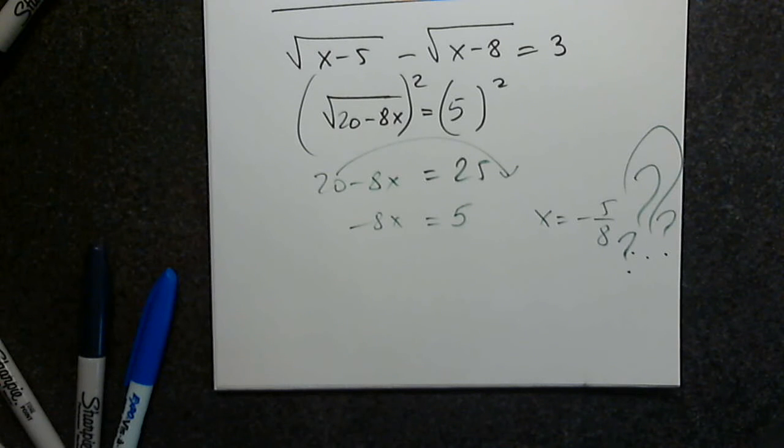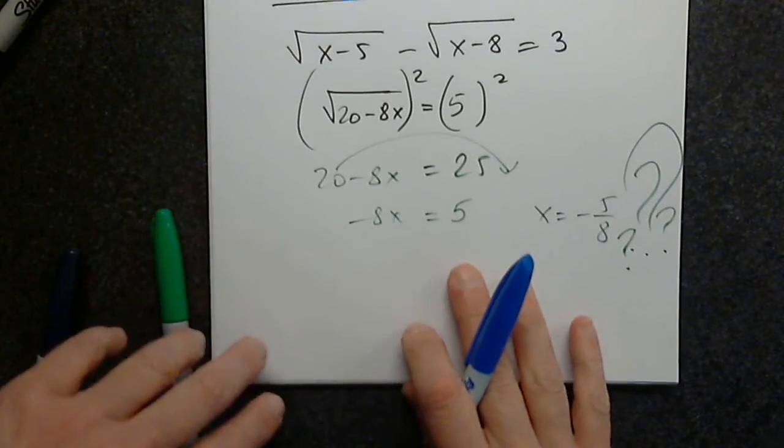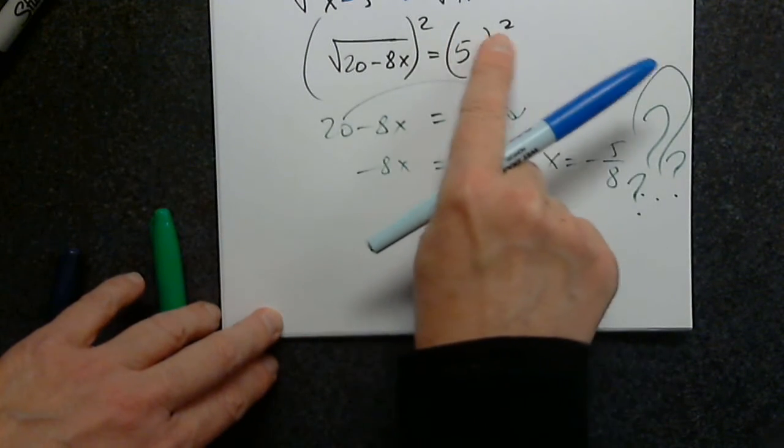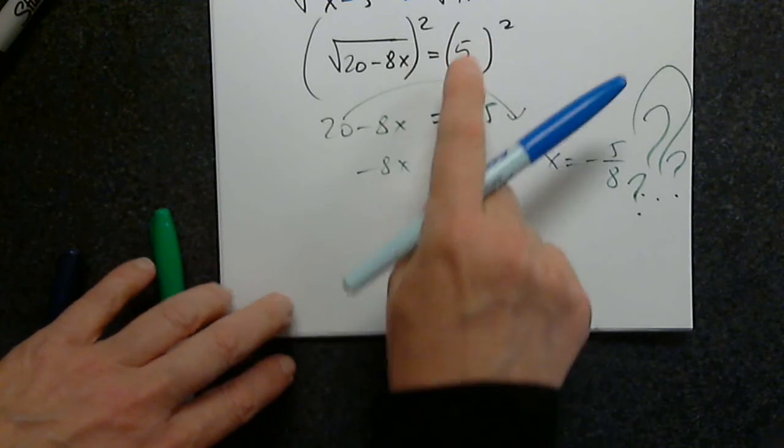I cannot put enough question marks. Why? I have no idea if this works. I squared. This is not a legitimate operation, 100% legitimate. It's legitimate, I have no other choice, but it's not 100%. This is what I got, but I have no idea if it works or not. So I go back and check in the original problem, not in the one with the square. This is not the original problem.